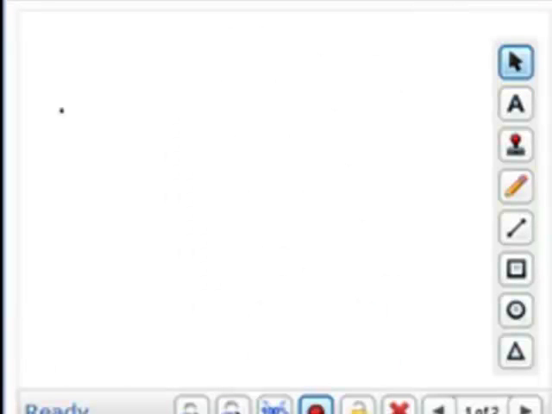Let's get started on vectors. Let's first define them graphically.